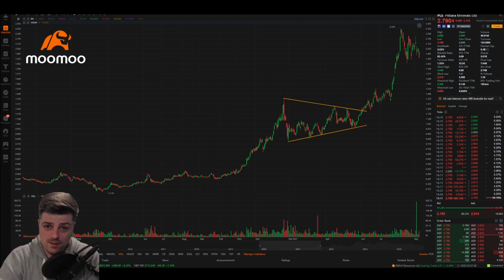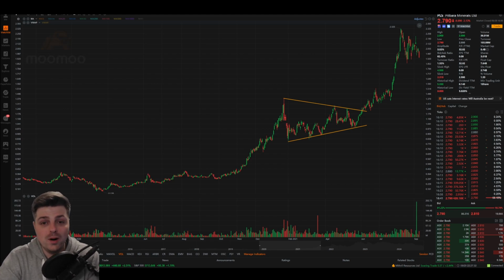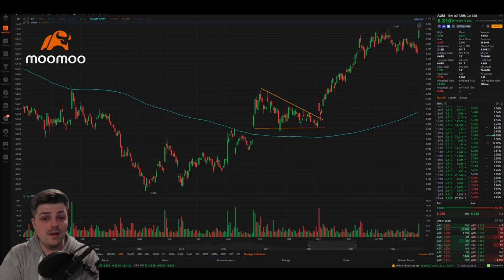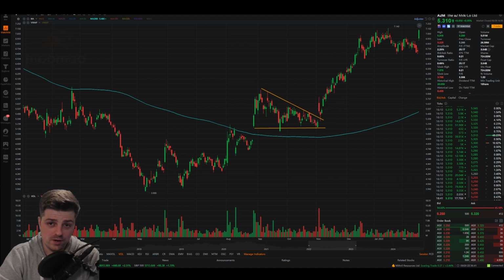You know what's even better than a tightening wedge and the 200 moving average? A stock that combines them together. Here we have A2 Milk or A2M with a high volume breakout above the 200 moving average, then forming a wedge breakout to the upside. I think this is really a perfect example where combining technicals together can really yield a fantastic swing trade.